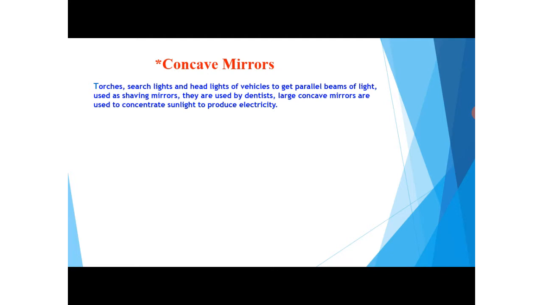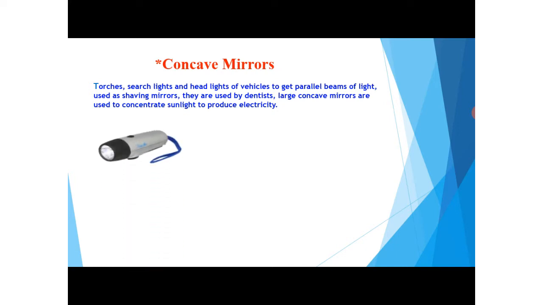So we are using these mirrors in torches, for vehicle headlights, and to concentrate sunlight. We had already discussed in sources of energy that nowadays solar cookers have spherical mirrors, that is concave mirrors, in order to converge the maximum sunlight falling on that mirror.